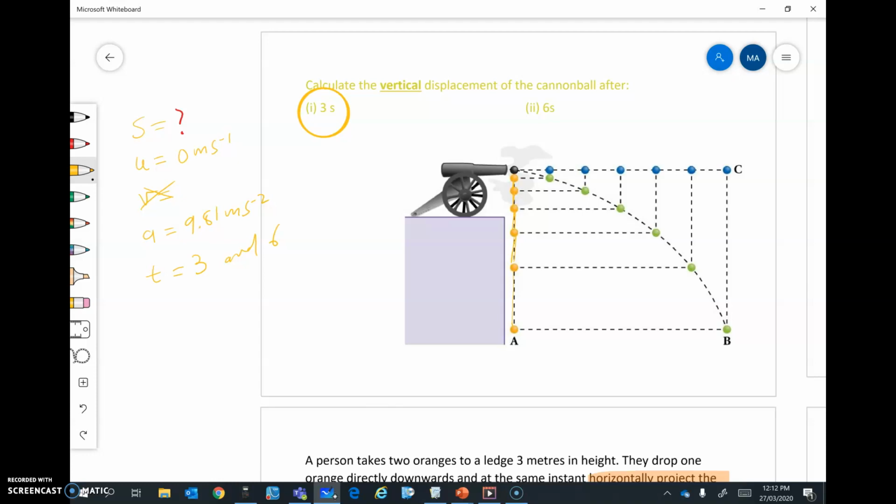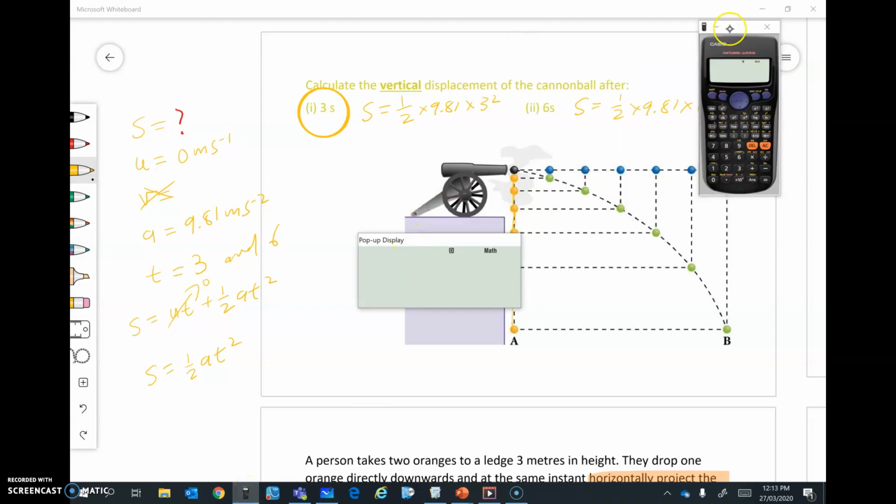Okay, so the first one, let's see. We're going to be using the third equation of motion, S equals ut plus a half at squared. So in this case, u is equal to 0. Remember, that makes that term in the equation disappear to 0. So we're just using S equals a half at squared. So for the first one, at 3 seconds, it's a half times 9.81 times 3 squared. And for the next one, a half times 9.81 times 6 squared.